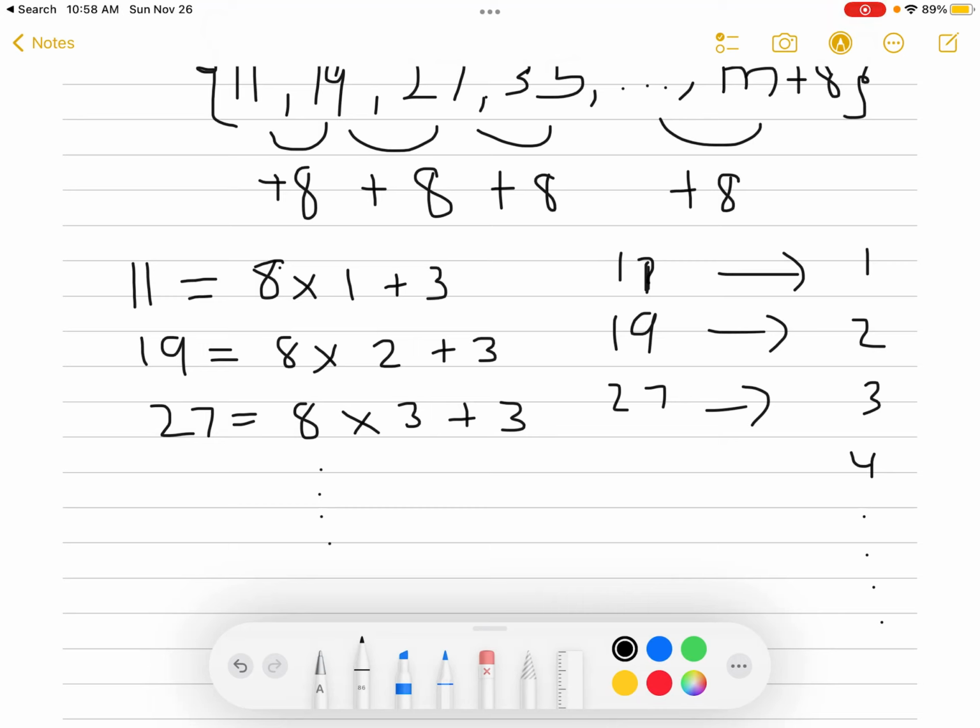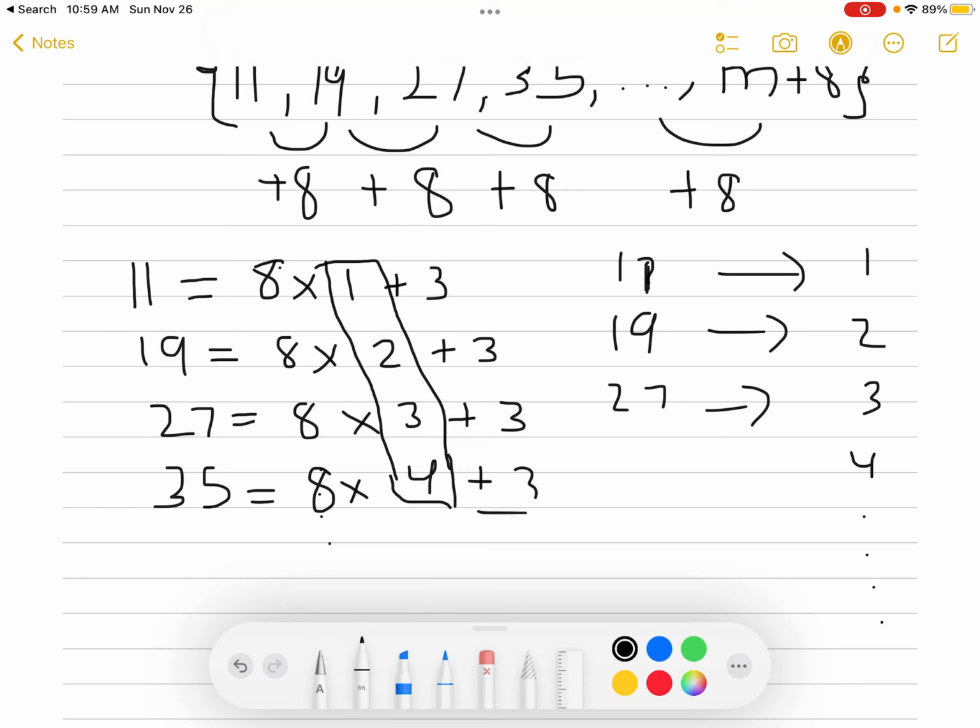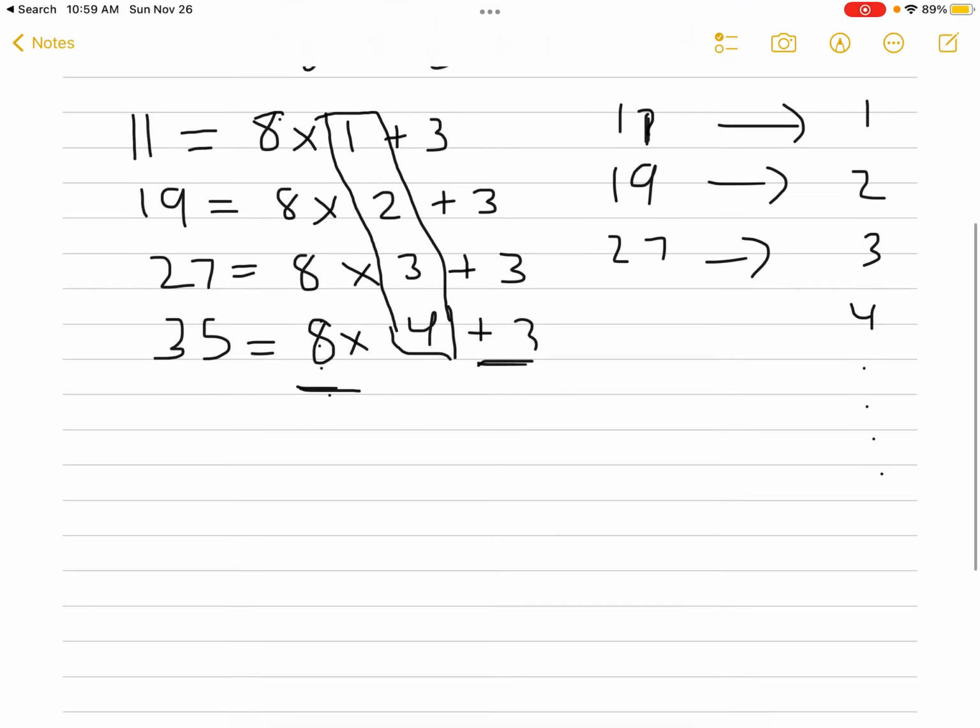Well, first of all, look at how we have a sequence already of 1, 2, 3, 4, and so on. If we do this for 35, it's 8 times 4 plus 3. So you want to get rid of this plus 3 and this multiplicative factor of 8 in order to get our sequence of 1, 2, 3, and 4. And doing the inverse operations of plus 3 and times 8 will preserve the number of terms because we're doing it to every single term. So let's start by subtracting 3 from each term in our sequence.